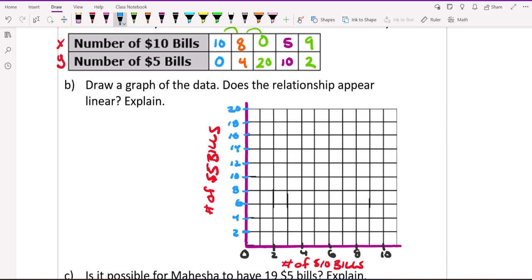All right. So now we want to graph our information. Our first point is 10 for the x and 0 for the y. So I'll do that in red here. So at 10 and 0. Are you guys done drawing the axes? Or did I go too fast? Give you guys another couple seconds here. Okay. So 10 and 0 is here.